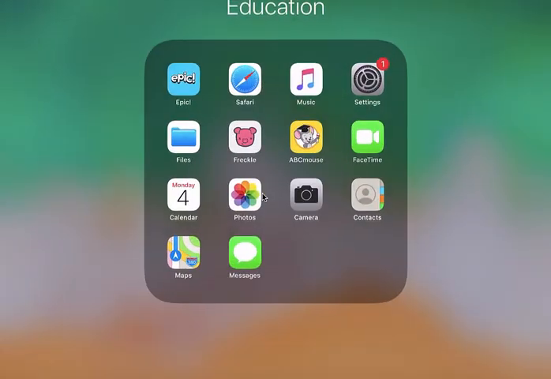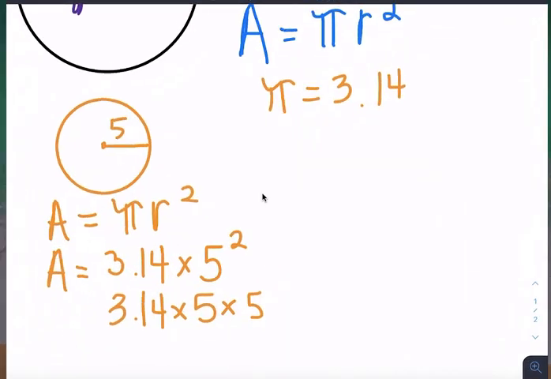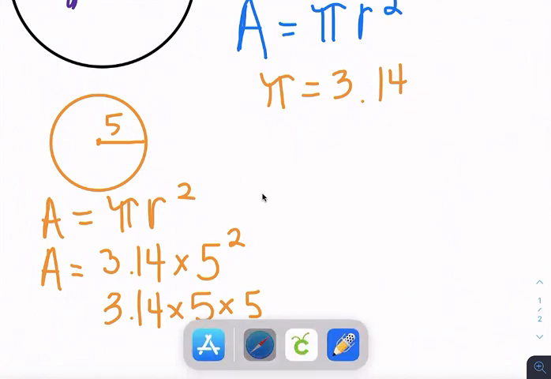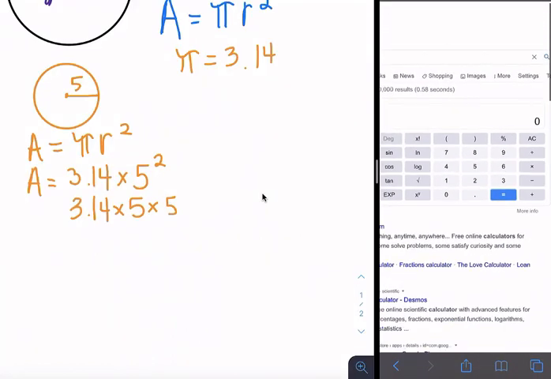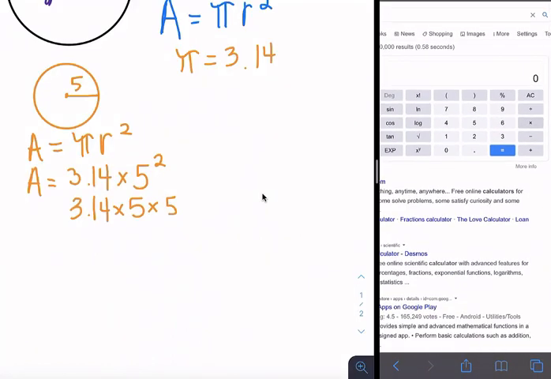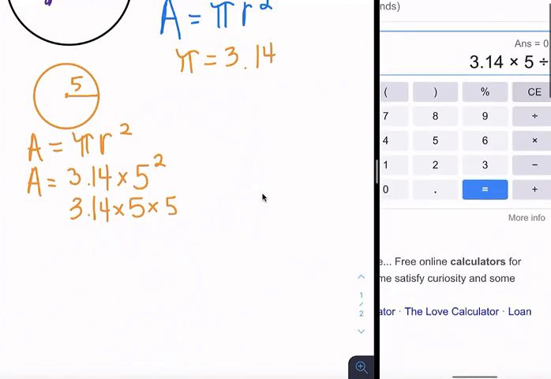So now, let me see if I can get my calculator up here. Okay. So we're going to do 3.14 times 5 times 5. Oh my goodness, it's hard to do this when it's so small.